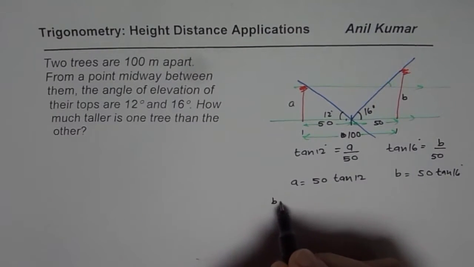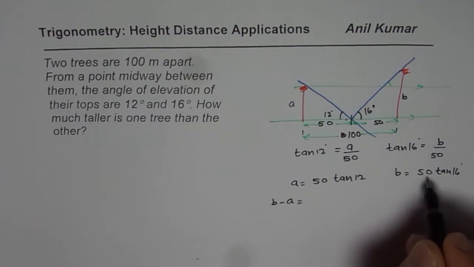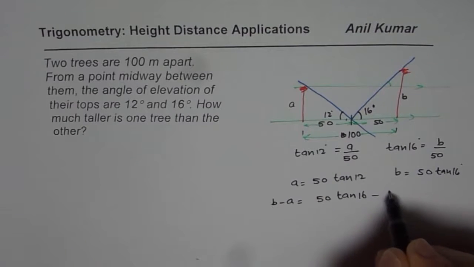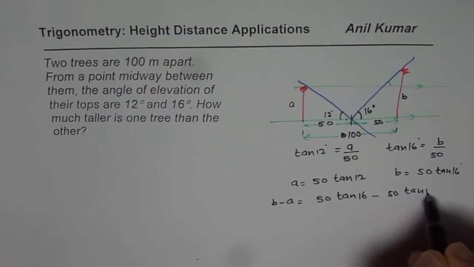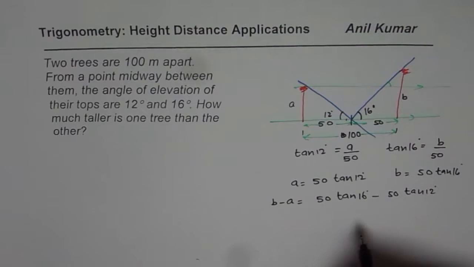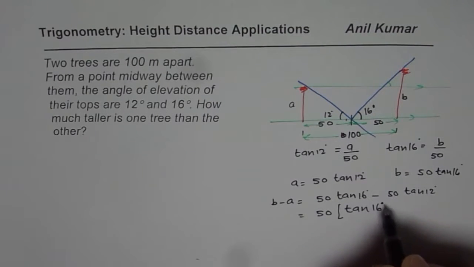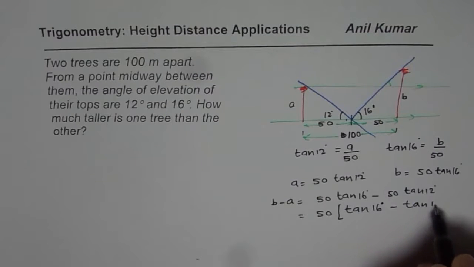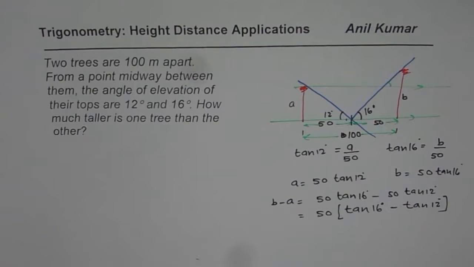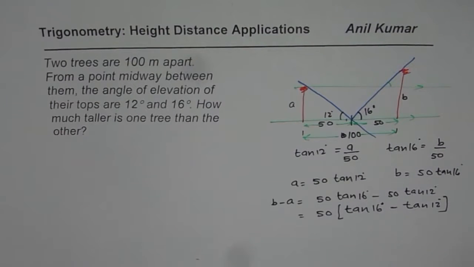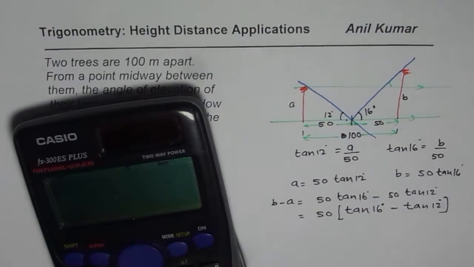So B minus A is equal to 50 times tan of 16 degrees minus 50 times tan of 12 degrees, where I can take 50 common. So we have 50 times tan of 16 degrees minus tan of 12 degrees. It's very interesting to see that if we are working from the midway point, that is the kind of relation we'll get, and this is a general solution which you could use.